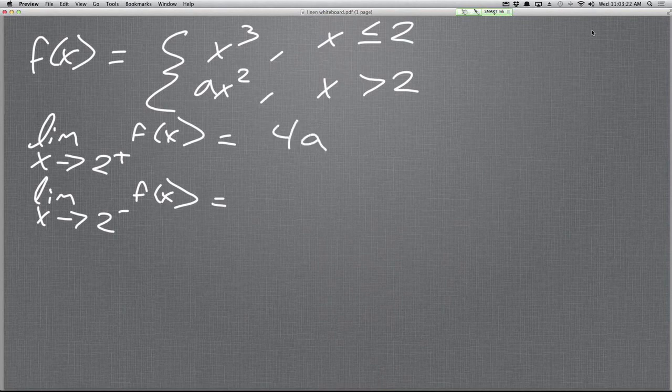Everybody understand where I got 4a from? Because from the right would be bigger than 2, here's bigger than 2, so I need to plug in 2. 2 squared is 4. 4 times a gives me 4a. Limit from the left. Plug in 2, up here gives me 8. What has to happen for this thing to be continuous? The limits have to equal each other. So what do I do with 4a and 8? I set them equal, and that means a has to be 2 for this thing to be continuous.